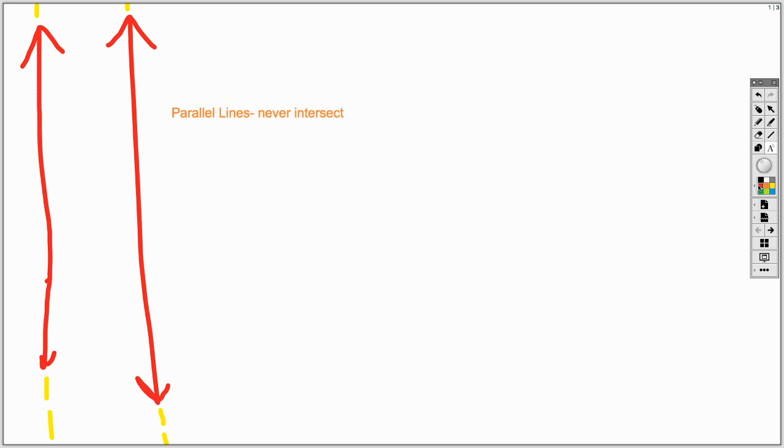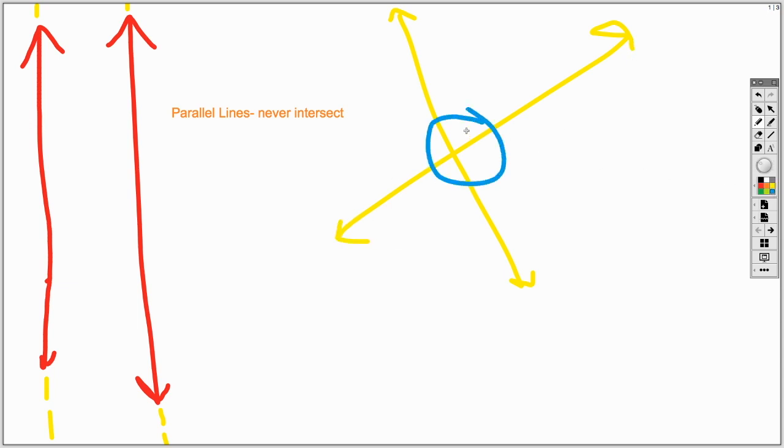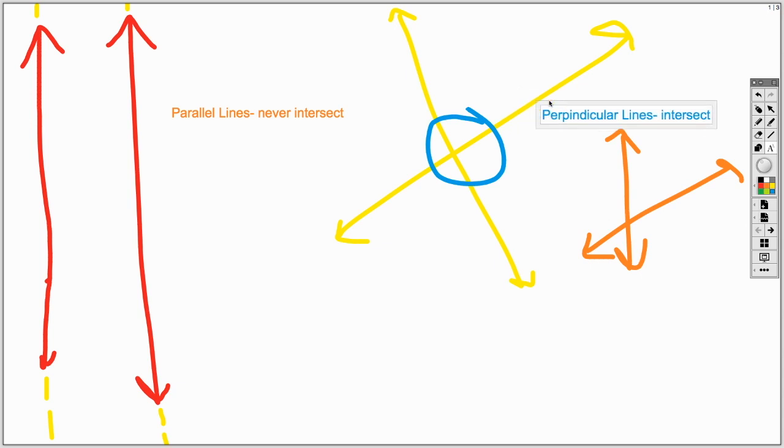Then we have perpendicular lines, and perpendicular lines will intersect. So it could look like this. They basically cross some paths that might look like that. You know, they're crossing, and that's the point where they are. It might look like this. But basically, they cross. So perpendicular lines do intersect, in fact. And that is basically the difference between perpendicular lines and parallel lines.